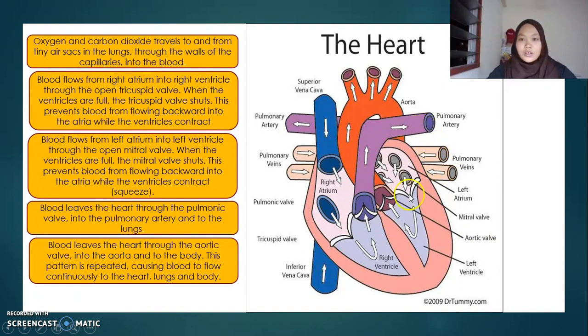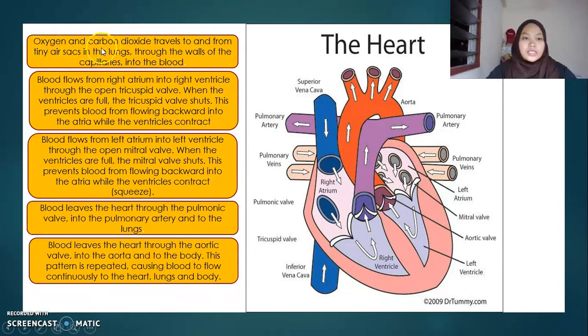And this is the structure of the heart. The heart consists of four parts, like I said: right atrium, left atrium, right ventricle, and left ventricle. The ventricle part is much larger compared to the atrium, and the ventricle also has higher pressure compared to the atrium because the ventricle needs to pump blood throughout the body.